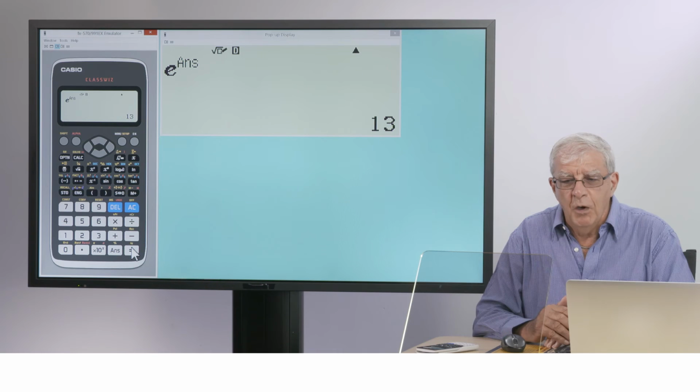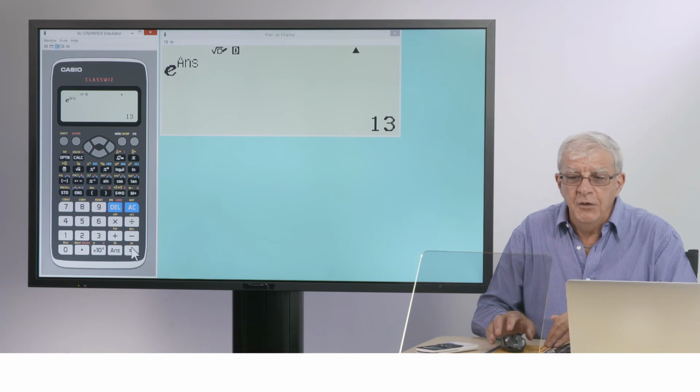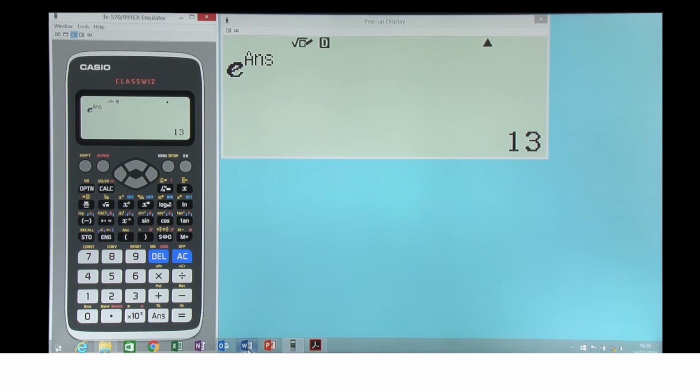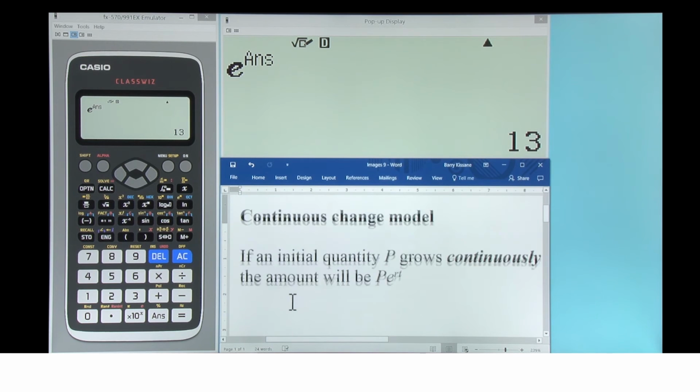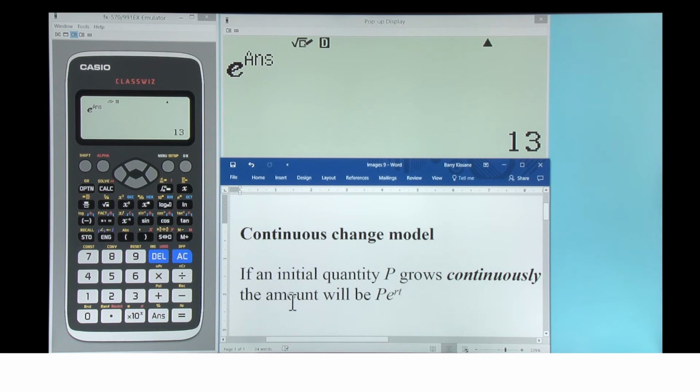Exponential functions are widely used to describe natural growth processes using continuous change. The idea of continuous change is shown in the model here. If an initial quantity, let's call it P, grows continuously, then the amount will be P times E raised to the power RT after a period of time if R is the rate of growth. So let's see how that works.